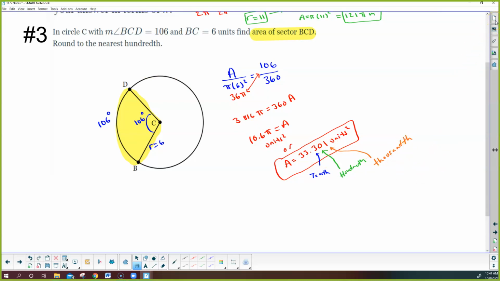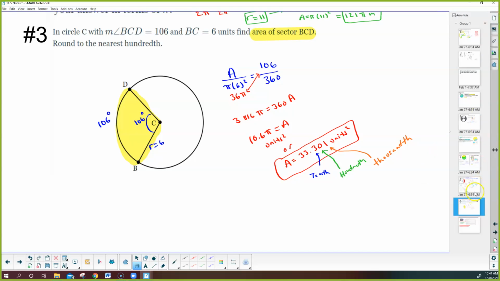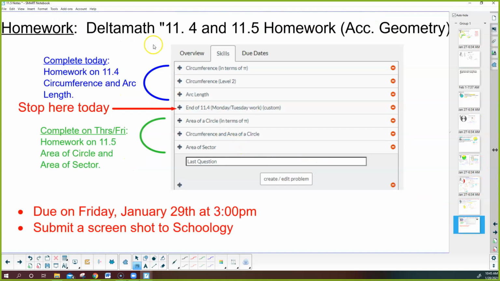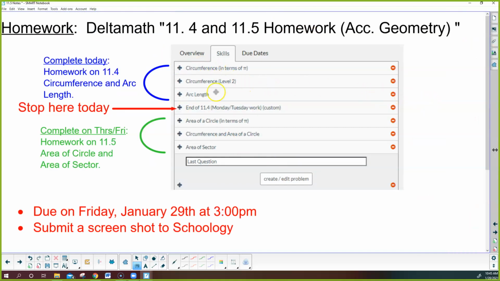All right. So these notes will be posted shortly after lunch. You can go back and check them if you need to. Your homework tonight. So remember, the first part was 11.4. That's what you had to do on Monday. Today, you're going to go back to that assignment and do the second part, area of the circle, circumference, and area of the sector. And then the last question says, did you submit this to Schoology? This is officially due tomorrow at 3.